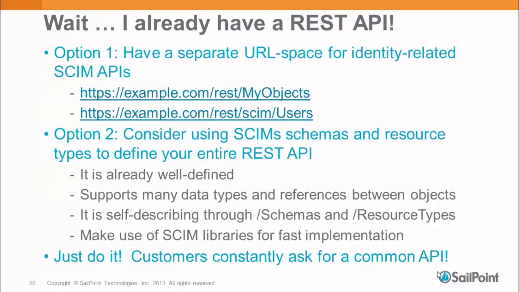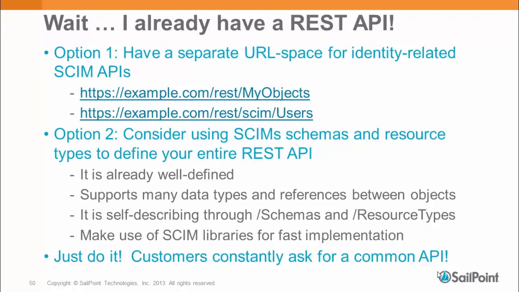So you might be saying, hold on a sec, I've already got a REST API. How does SCIM fit into this? There are a couple of options if you already have a REST API. One option is to keep your normal REST API under one URL, and then put the SCIM REST API under a separate URL. That gives you the benefit of keeping all the work that you've done already and having a standards-based interface to manage your identities, making your service easy to use in that respect.